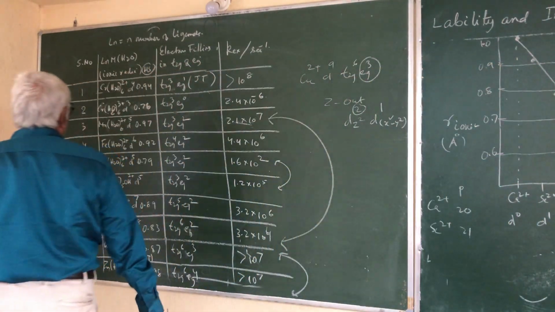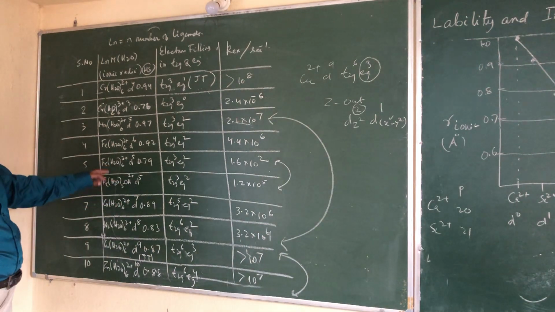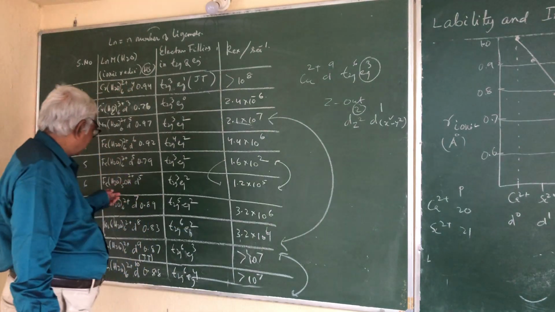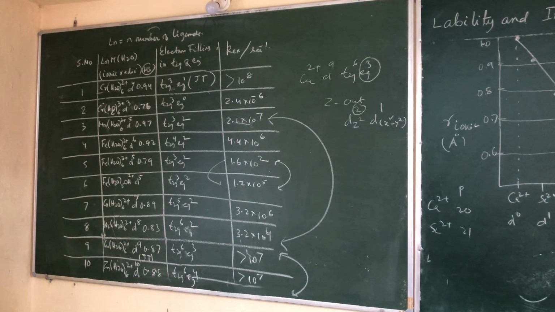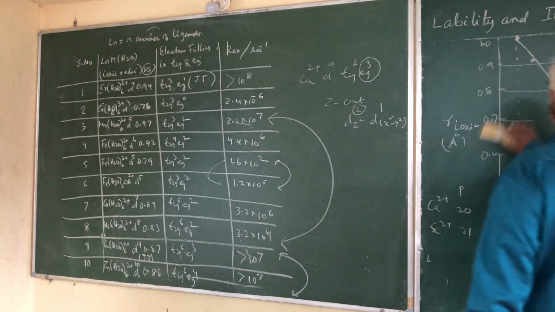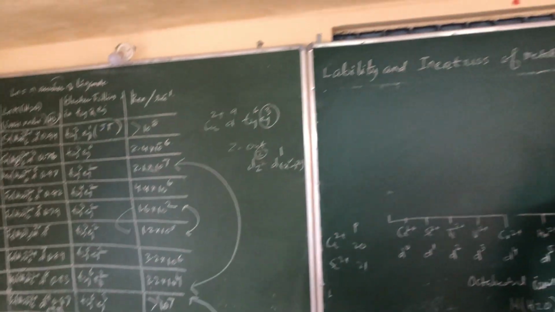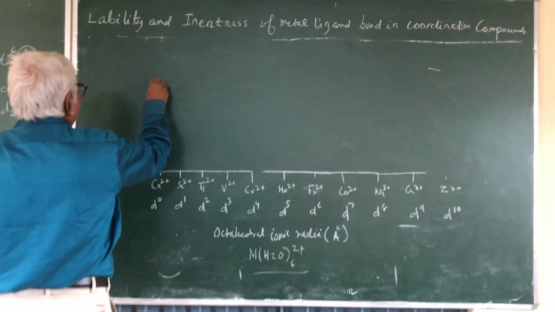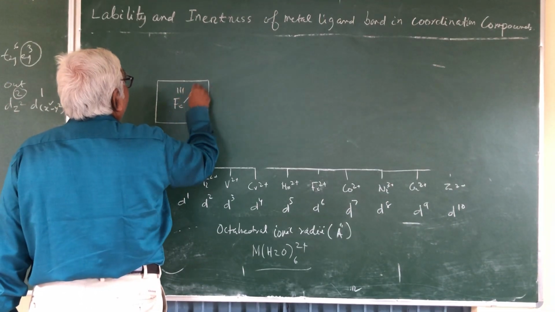There is another factor. If you take the same D5 system, this complex is more labile. You see, compare this and this. The hydroxo complex is 1000 times more labile in comparison to the non-hydroxo complex. Why is this happening? We compare these two complexes. One is penta-aqua hydroxo, the iron hydroxo complex.